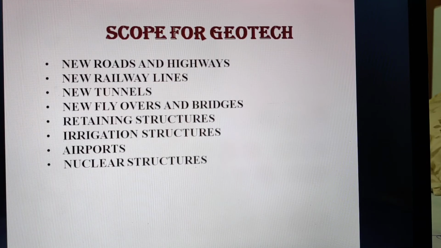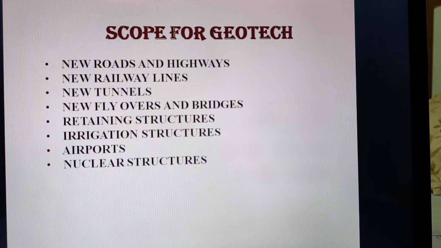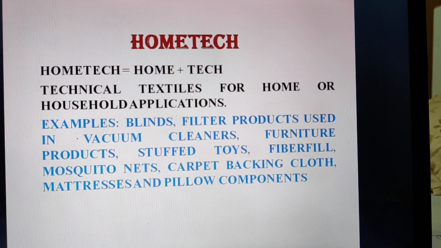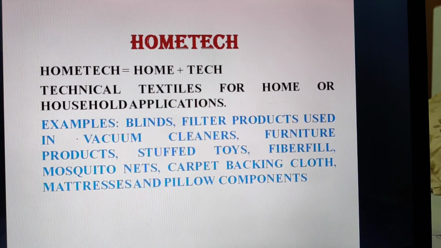airports maybe for drainage characteristics, or in drains maybe for filtration functions, and then nuclear structures for geocomposite or geoclay liners, etc. We can talk later sometime else about the geotextiles or geosynthetics. Let us talk now briefly about HOMETECH.